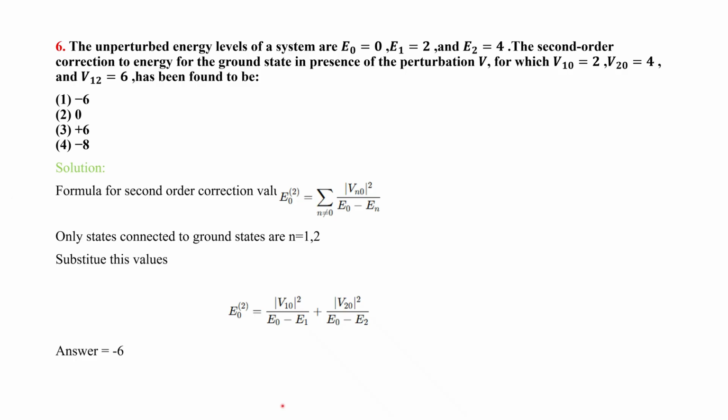So here is the equation we are going to apply. This is the equation, and please memorize it. This concept comes up many times, it is frequently repeated in the CSIR NET examination, and it's important for many examinations like IIT JAM and others. So we substitute the values, and we get E0 second order, the sum over n equals 1, mod V10 squared upon E0 minus E1, plus this. Okay, we will get the answer as minus 6. I hope you get this answer. If not, do let me know in the comment section.